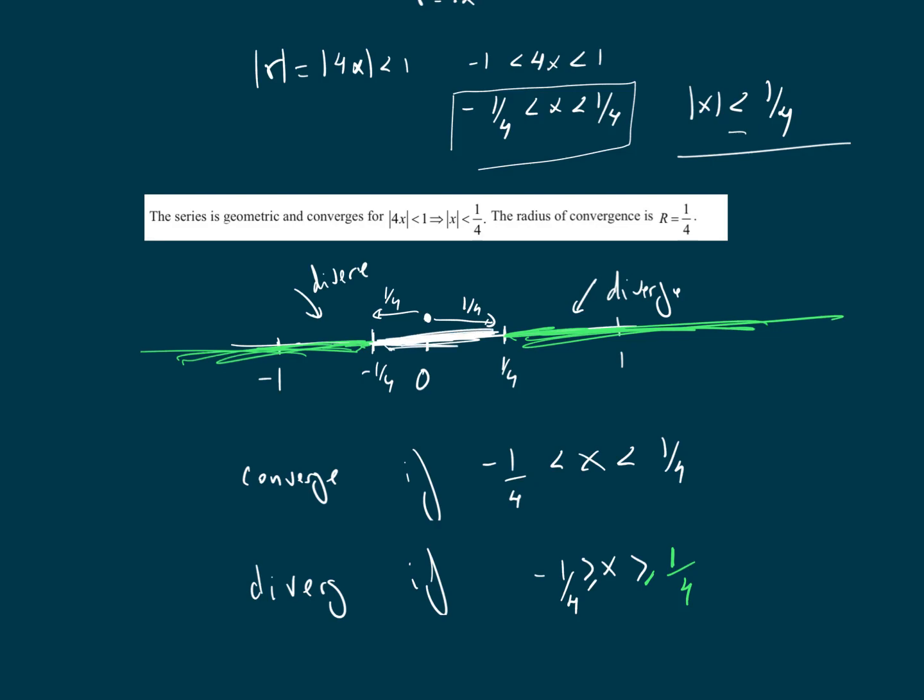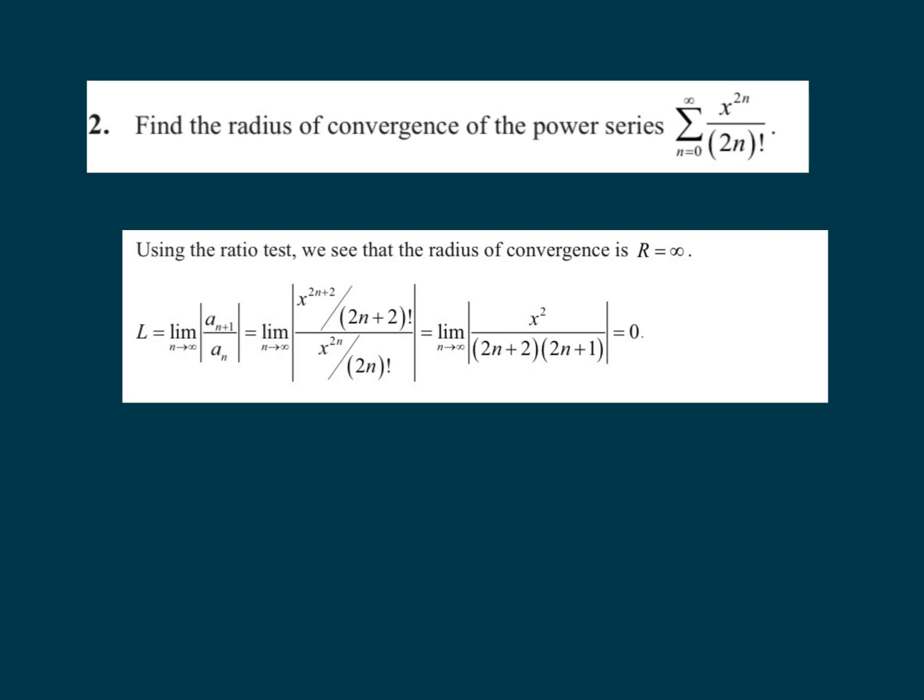Okay, let's go to the next problem. Okay, how will we do this problem? It says find the radius of convergence of the power series. To find the radius of convergence, the first thing that we need to know is if this series converges or diverges. To know that, we can use many tests that we have. The best test when factorials appear is the ratio test.